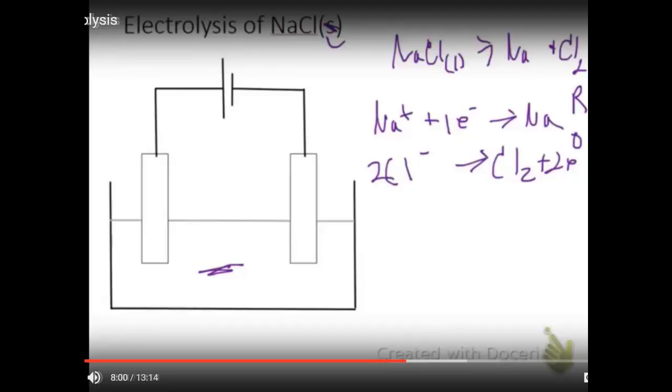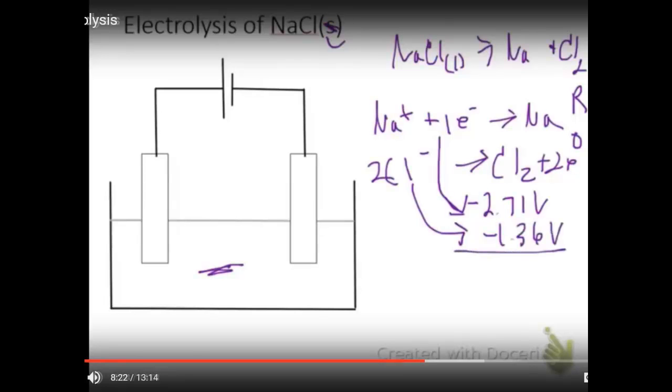I can look at the standard reduction potential sheet, and I see that this is minus 2.71 volts, and that's what the sodium reaction is, and then the chlorine is negative 1.36 volts. So they're both negative, and if I add those together, I get 4.07 volts. Okay, and so that's how many volts I need to make this process happen.